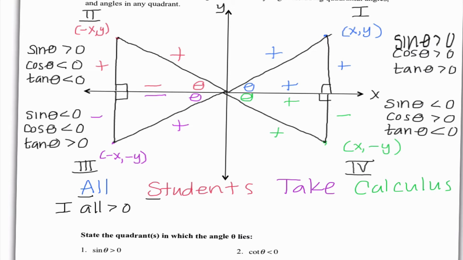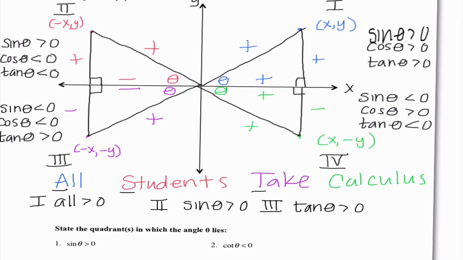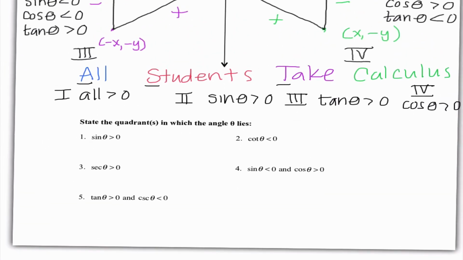For students, that means in quadrant 2, sine is our only ratio that is greater than 0. Everything else is going to be negative. In quadrant 3, that take means tangent is positive. And then last but not least, in quadrant 4, cosine is positive. So we're going to use this to help us on these next few problems here.